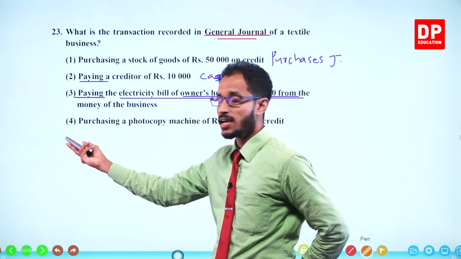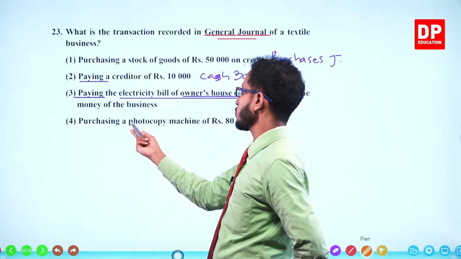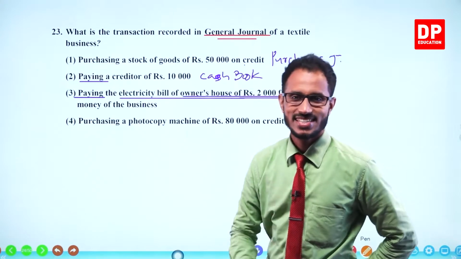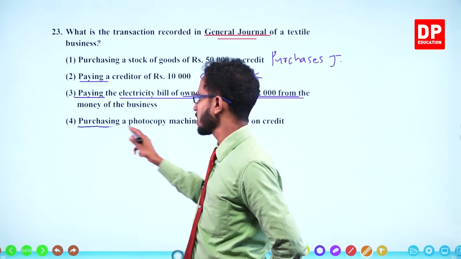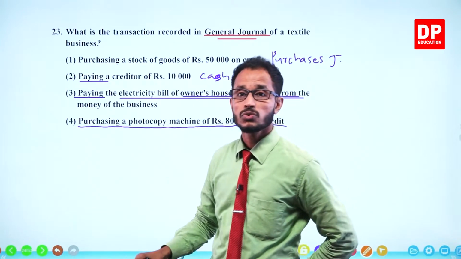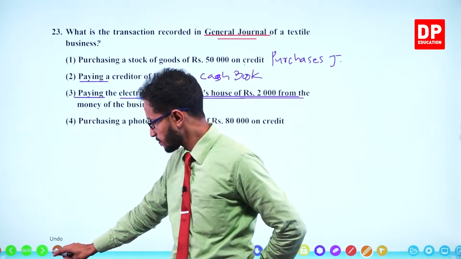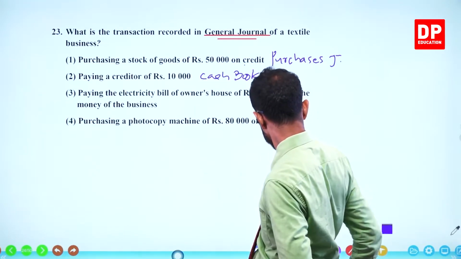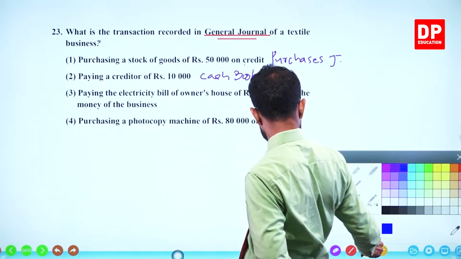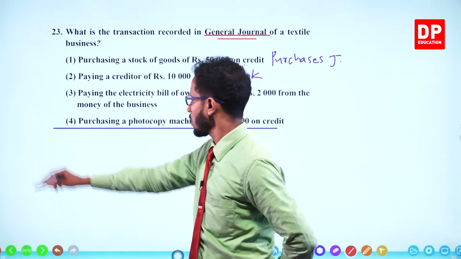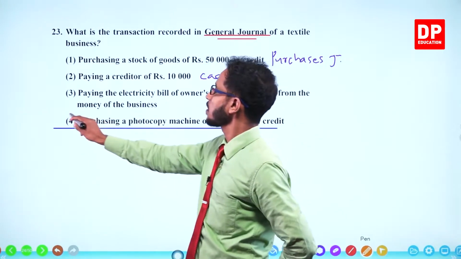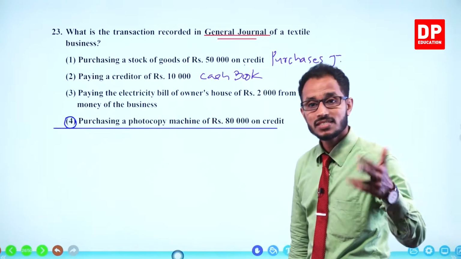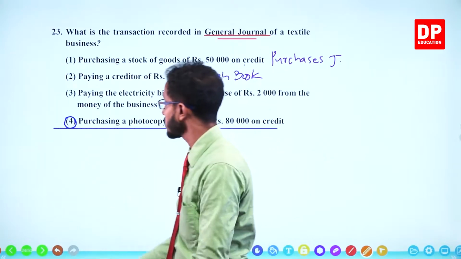Then the remaining answer is purchasing photocopy machine 80,000 on credit. That is a non-current asset purchase. That should go to the general journal. All right. This is your answer. Purchasing a photocopy machine, non-current assets purchased on credit.